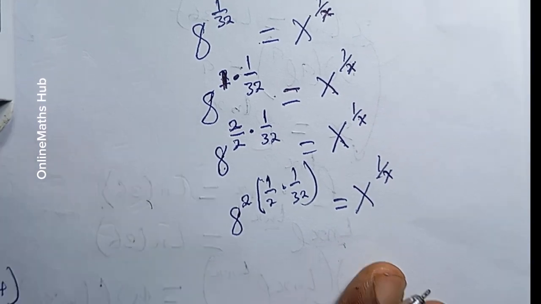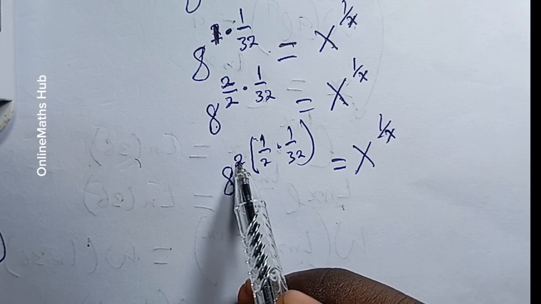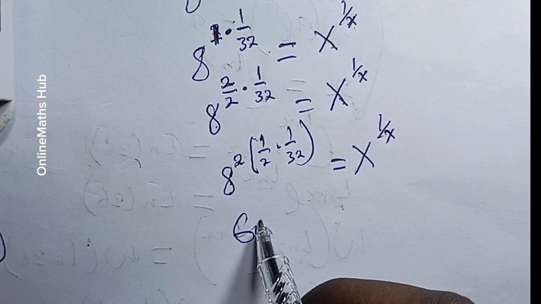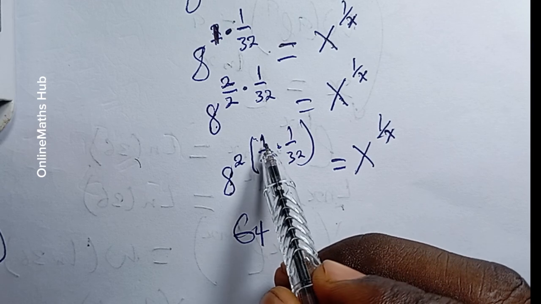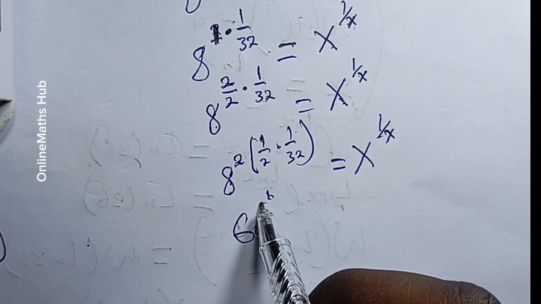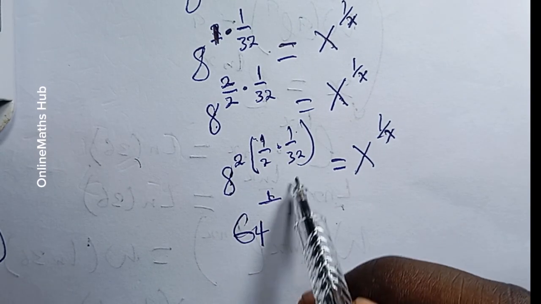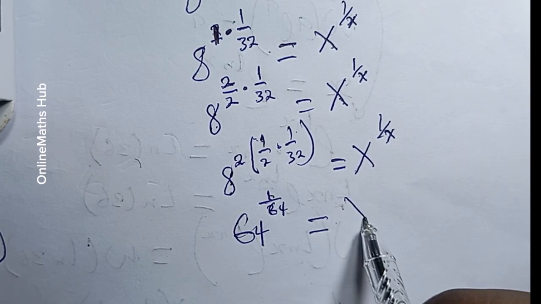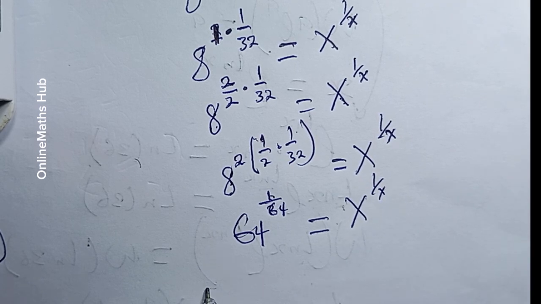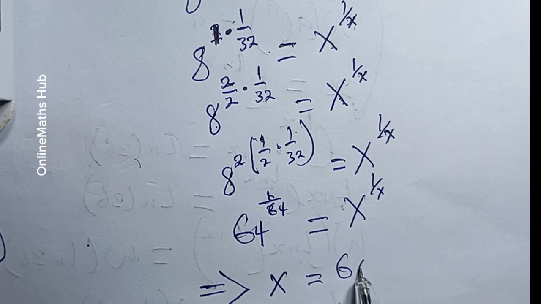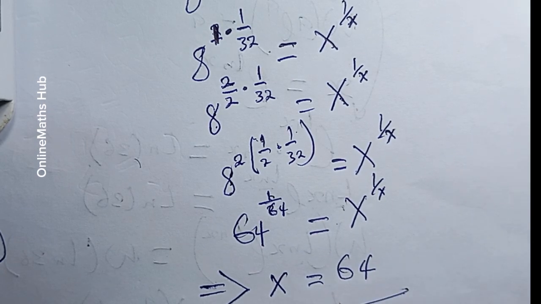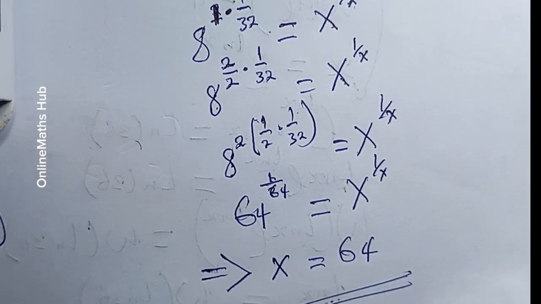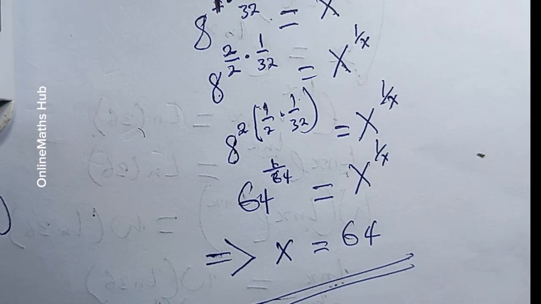So what I'm going to be having next is 8 power 2 here is the same as 64, and then what I have inside the bracket here is 1 times 1, which is the same as 1, and then of course 2 times 32 here is 64, and this is equal to x power 1 over x. So obviously you can see that all of these imply that our x is equal to 64. So this is how you can actually solve this kind of problem, and then you may also want to find out whether this satisfies the problem we just solved.